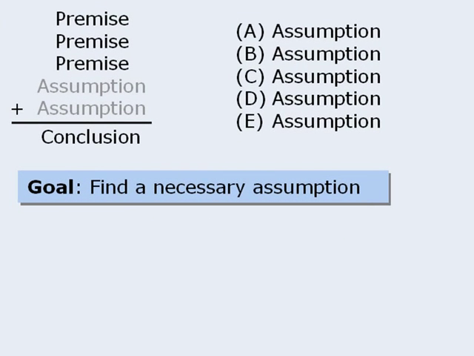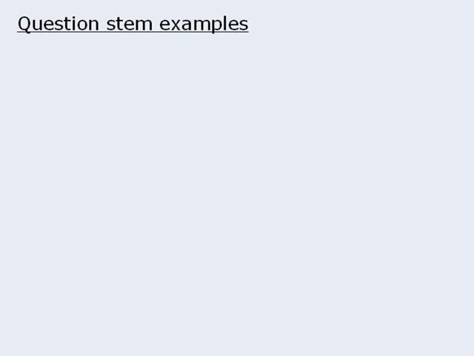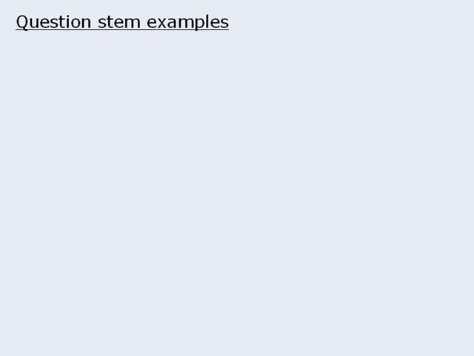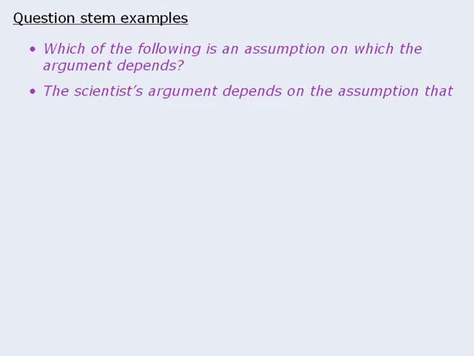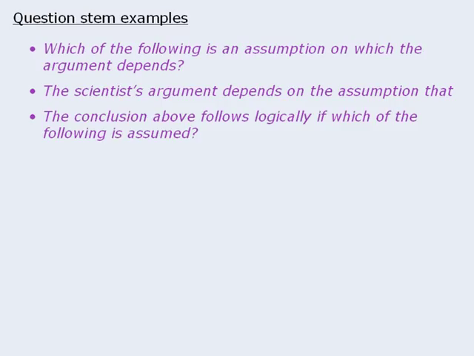Now, how do we recognize an assumption question? Well, as with all critical reasoning questions, we read the question stem first. Some examples of question stems that would accompany an assumption question include the following. Which of the following is an assumption on which the argument depends? The scientist's argument depends on the assumption that... and the conclusion above follows logically if which of the following is assumed. As you can see, assumption questions typically contain the word assume or assumption.